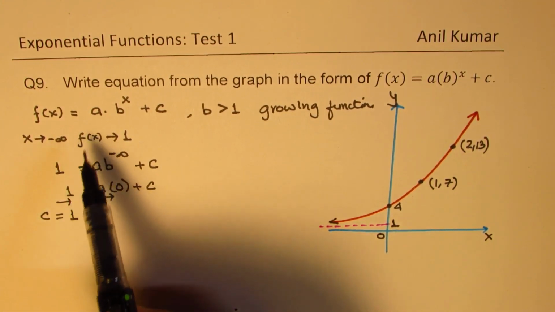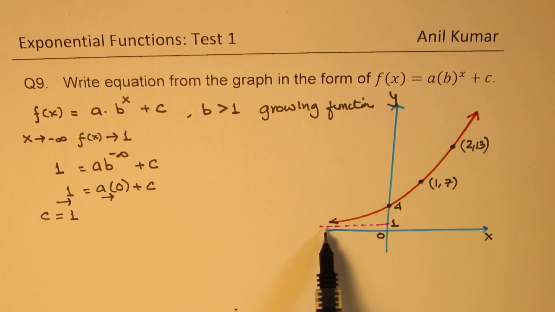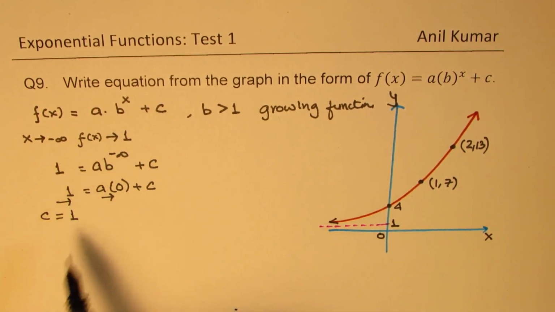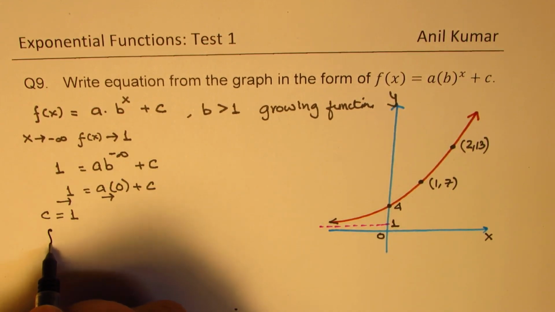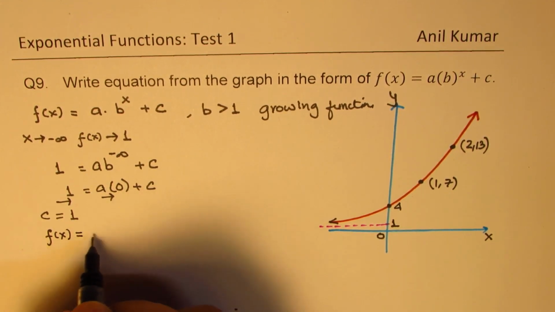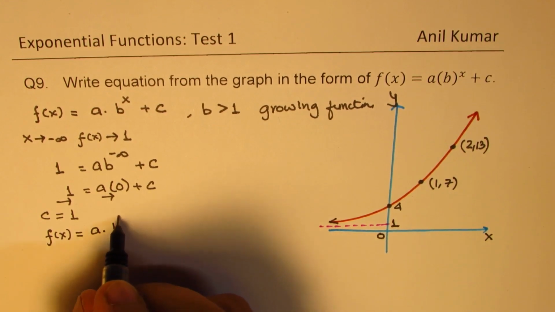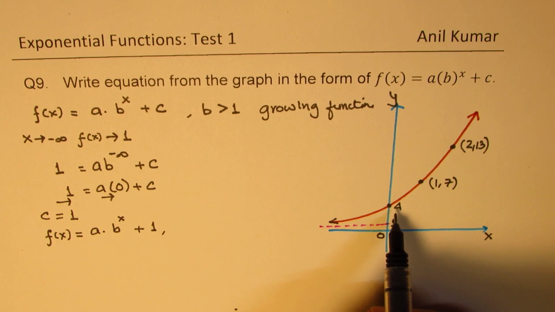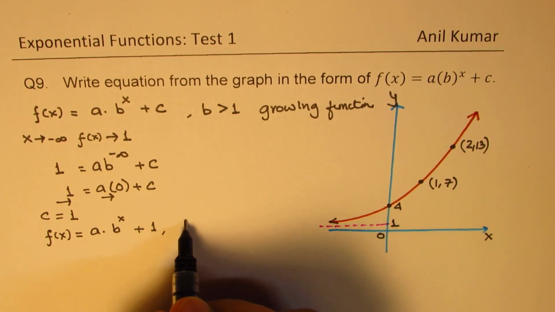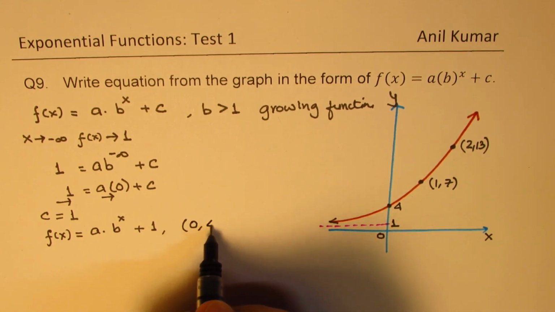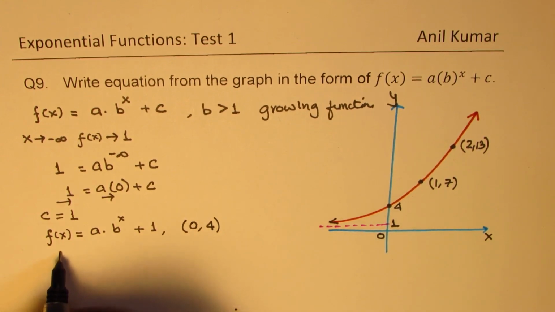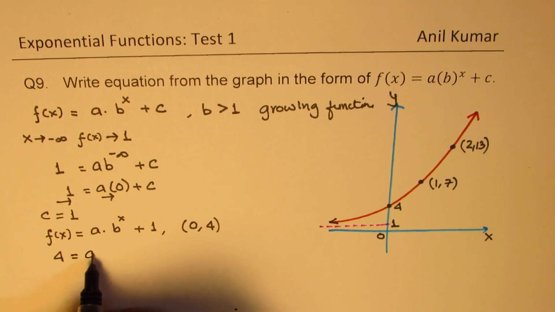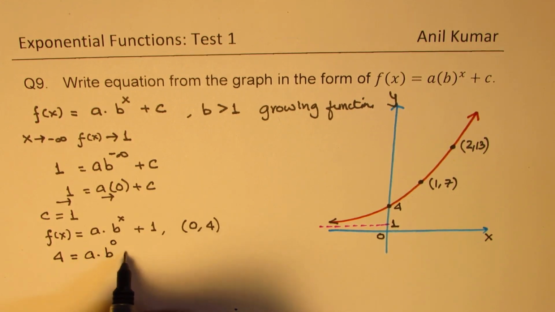So this is also a very important concept. Straight from here, we can directly write the value of c. So that was to explain. Now we can write the function f of x as equal to a times b to the power of x plus 1. Now let's use this point, which is the y-intercept. Here the x value is 0, y value is 4. So substituting 4 for f of x and 0 for x, we get a times b to the power of 0 plus 1.